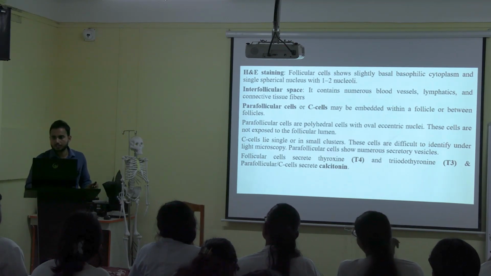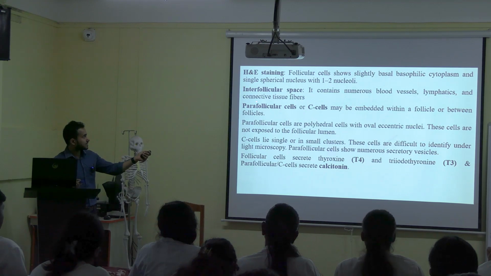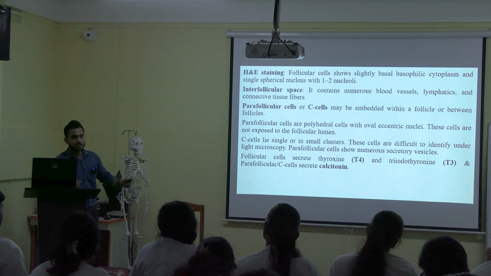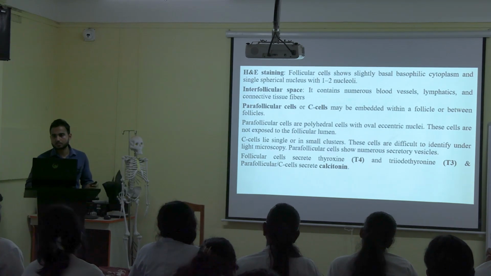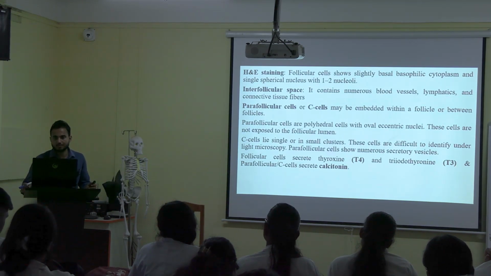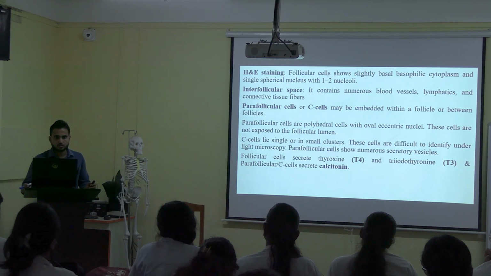Blood vessels will be there, nerves will be there, lymphatics will be there, as simple as that. See, blood vessels, lymphatics, connective tissue fibers, all these are present in between the follicles. Next, a special type of cells are present over there, and these are called parafollicular cells, or also called C cells. Okay?